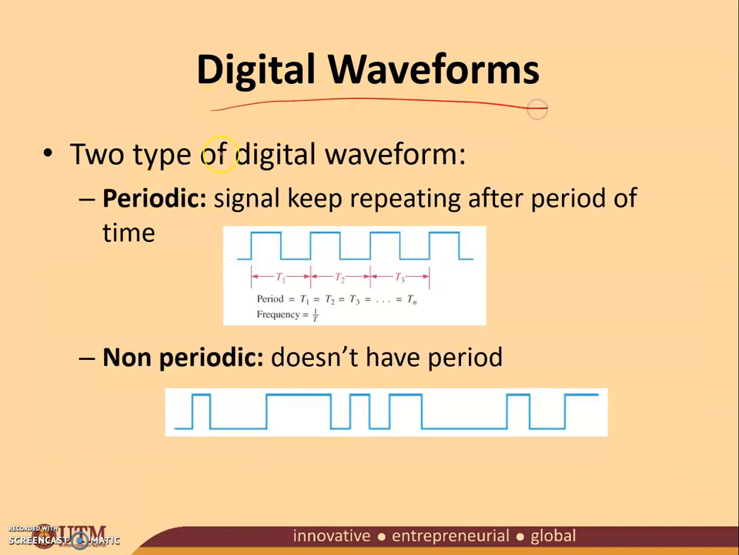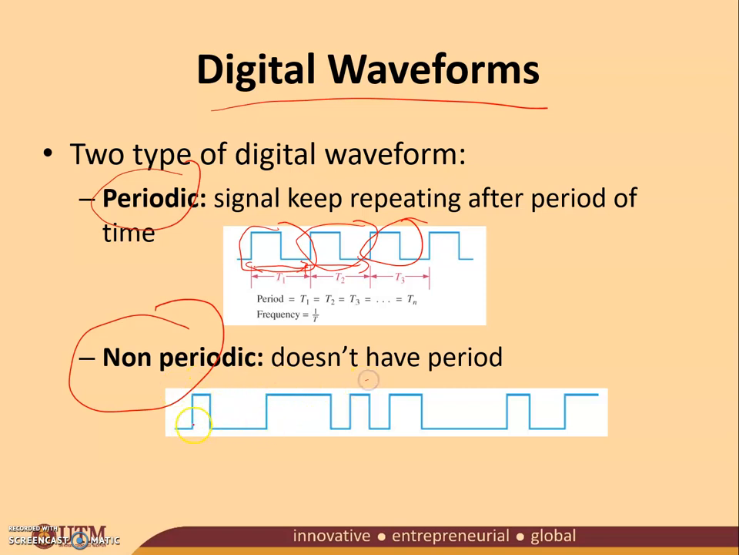Digital waveforms come in two types, which are periodic or non-periodic. How to differentiate? For a periodic signal, the signal keeps repeating after a period of time. You can see it is the same after the same period of time. Let's say 5 seconds. After 5 seconds, the signal will repeat the shape of it again. So you have this as one period, this is the second period, and this is the third period. And for the non-periodic, it doesn't have a period, meaning you don't have a repeating signal. For example, like this, it's different, right?